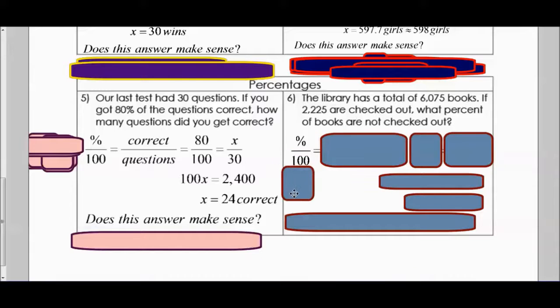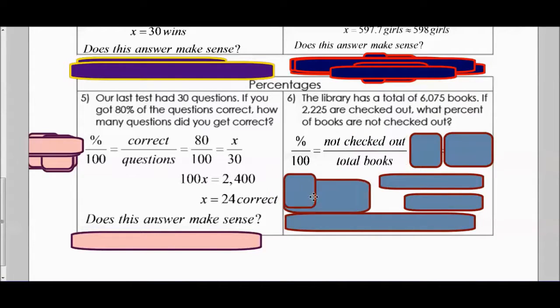So again, percent over 100 is going to help set up the rest of the proportion. What are we really talking about? What percent of the books are not checked out? We're talking about that, not checked out, compared to the total number of books.